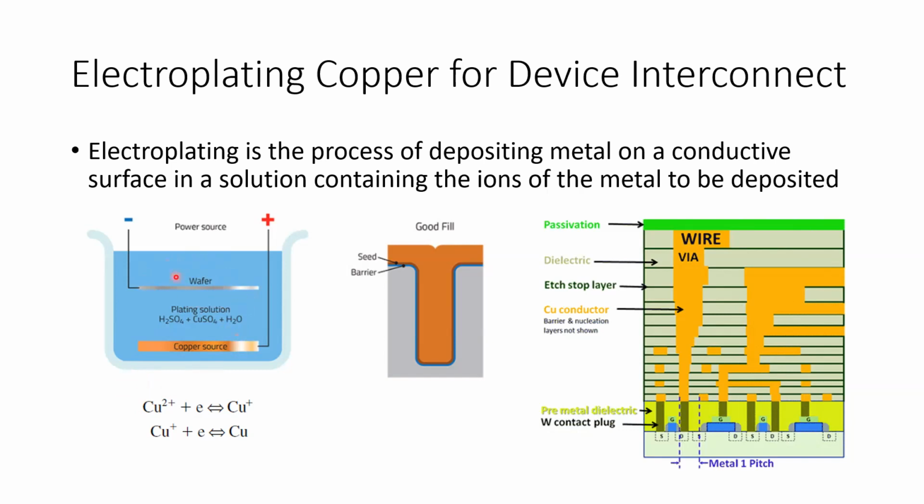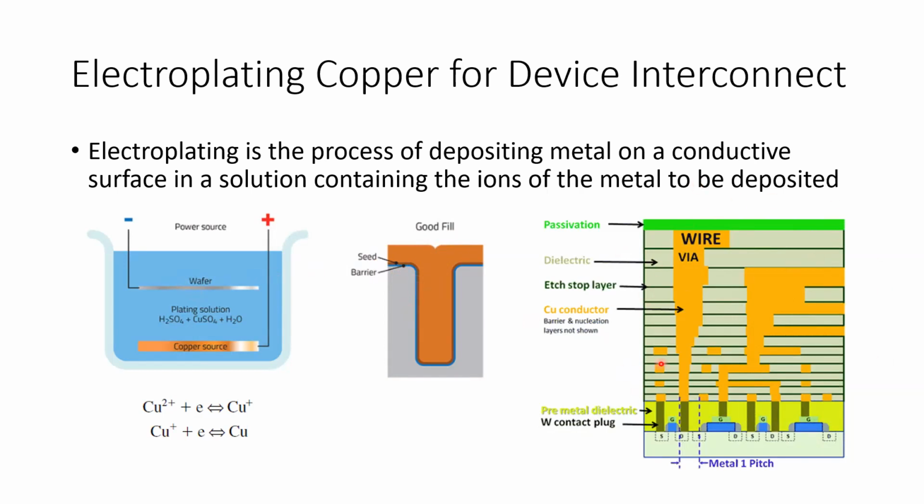Here, the wafer is connected as the cathode, and we have the anode. The anode is the copper source. This copper source will generate copper ions, and the copper ions move to the silicon wafer, accept electrons, and generate copper atom deposition on the wafer. And here it shows a gold field. Actually, you can see we have a seed and we have a barrier. We'll talk about them in detail on the next slides.